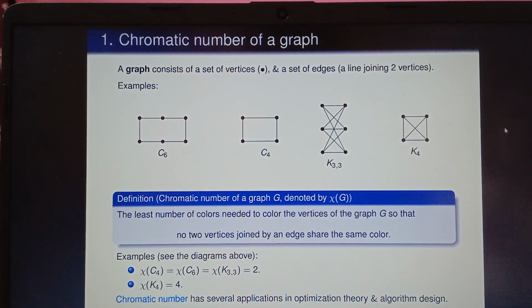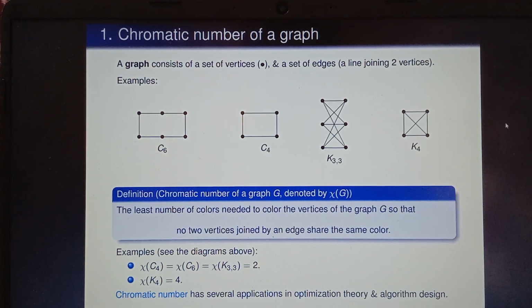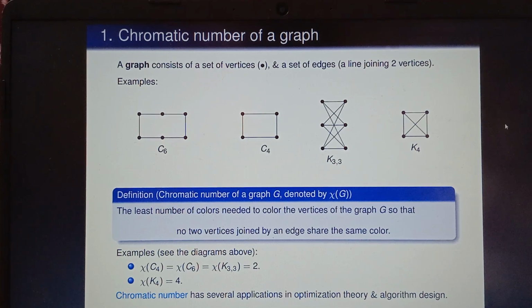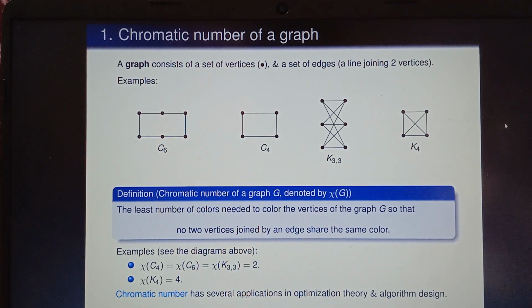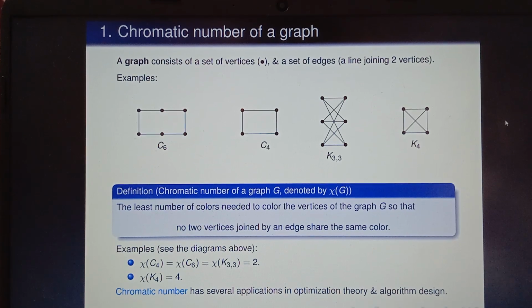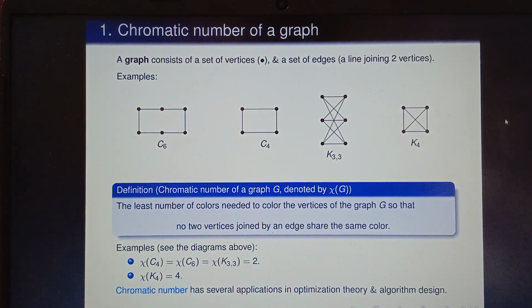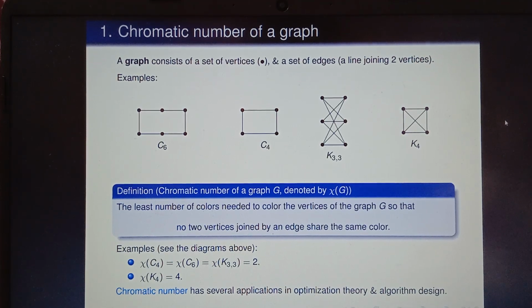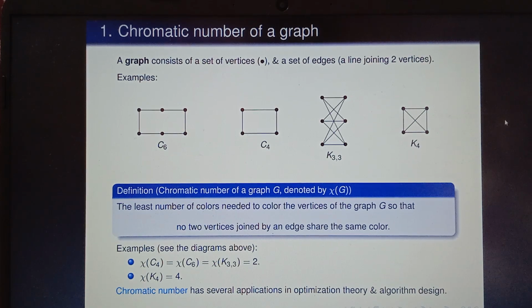Now a chromatic number of a graph G, denoted by chi of G, is the least number of colors needed to color the vertices of the graph G so that no two vertices joined by an edge share the same color. In the examples, see the diagram above. The chromatic number of C4, the chromatic number of C6, the chromatic number of K33, these are all 2. And the chromatic number of K4 is 4.